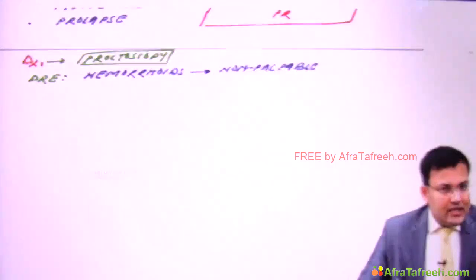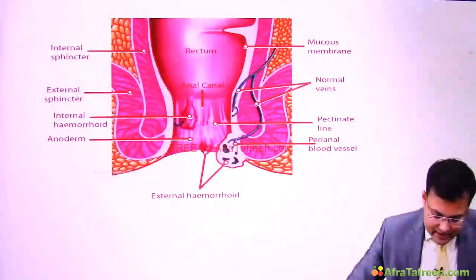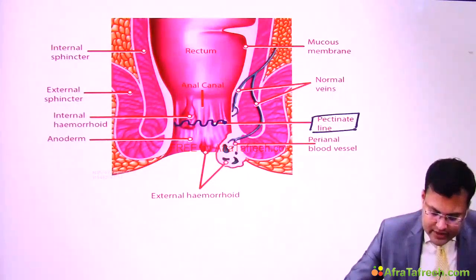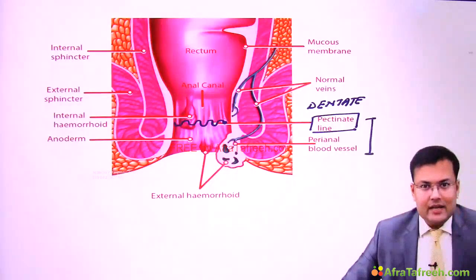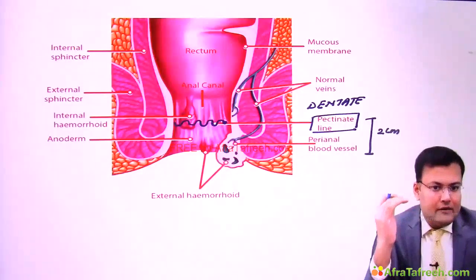So, what is the definition? Internal and external. See? Now, see the anatomy. Here you can see that this is the dentate line. It is also known as pectinate line. And what is the location of dentate line from anal verge? It is located 2 cm above anal verge.